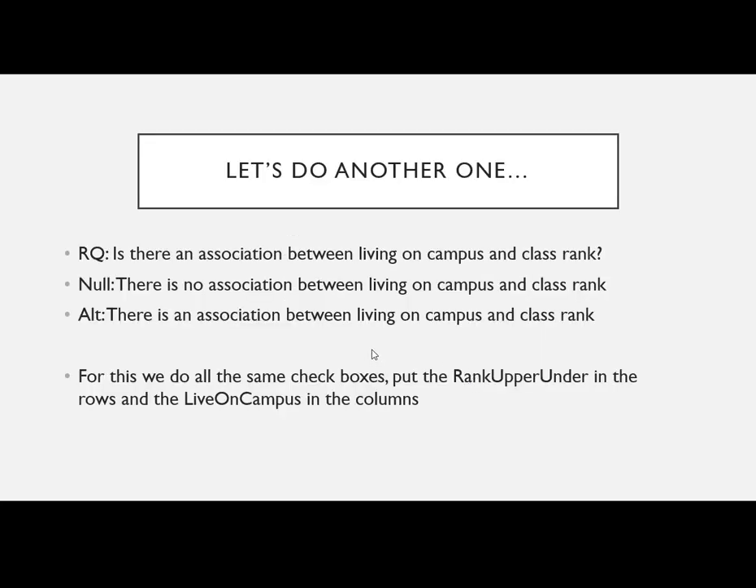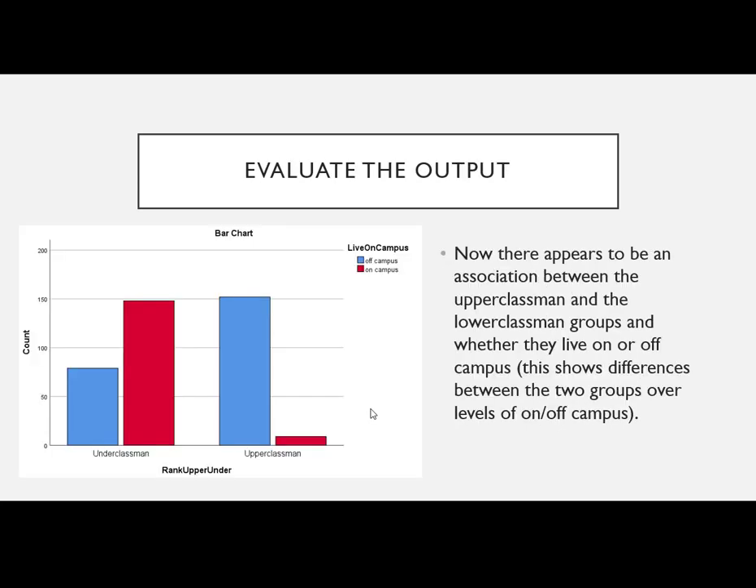The research question is: is there an association between living on campus and class rank? And the null is that there is no association between living on campus and class rank, and the alternate is that there is an association between living on campus and class rank. For this, all we do, the same check boxes, put the rank upper and under in the rows and live on campus in the columns.